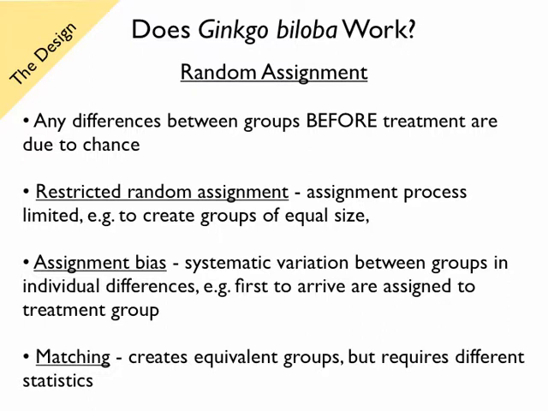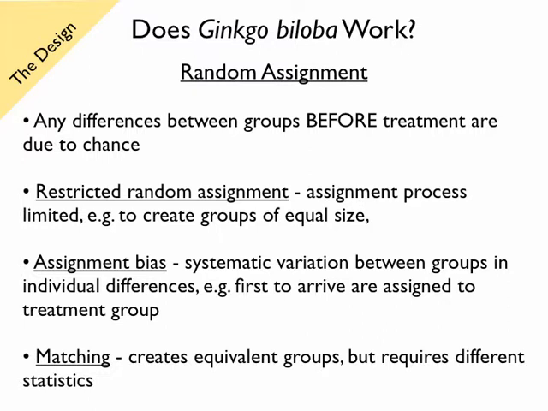Okay. Usually what we end up with is not true random assignment, but something called restricted random assignment, where we limit the randomness of the assignment process, for example, to create groups of equal size. That's what we could do in this study, and that would be fine. If we end up with systematic variation between the groups, like if we took everybody who came to participate in the experiment in the first hour and assigned them to the ginkgo group, and people in the last hour to the control group, then we would have assignment bias. That could be a problem because people who are more punctual might have a better memory or worse memory, and that could affect the outcome of the study.